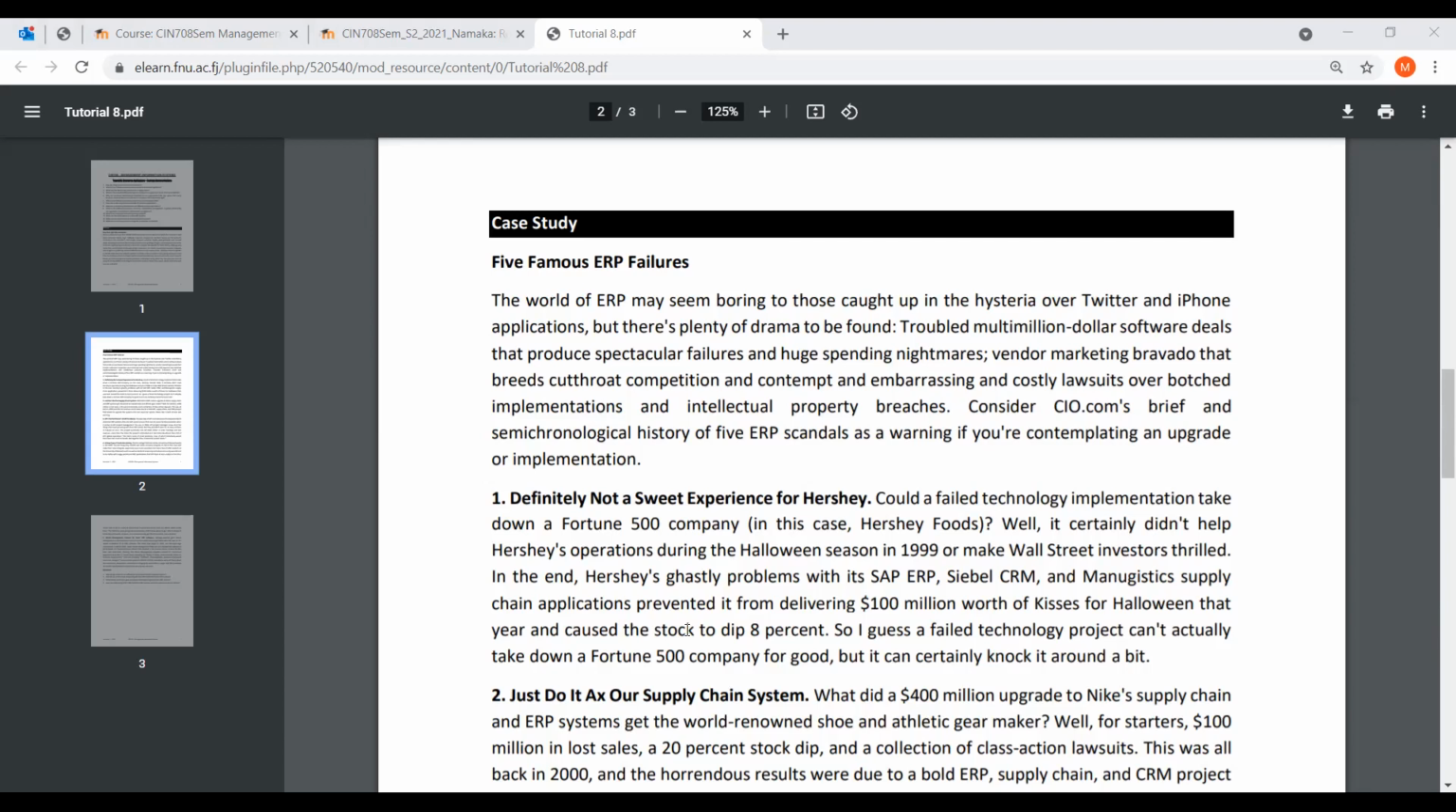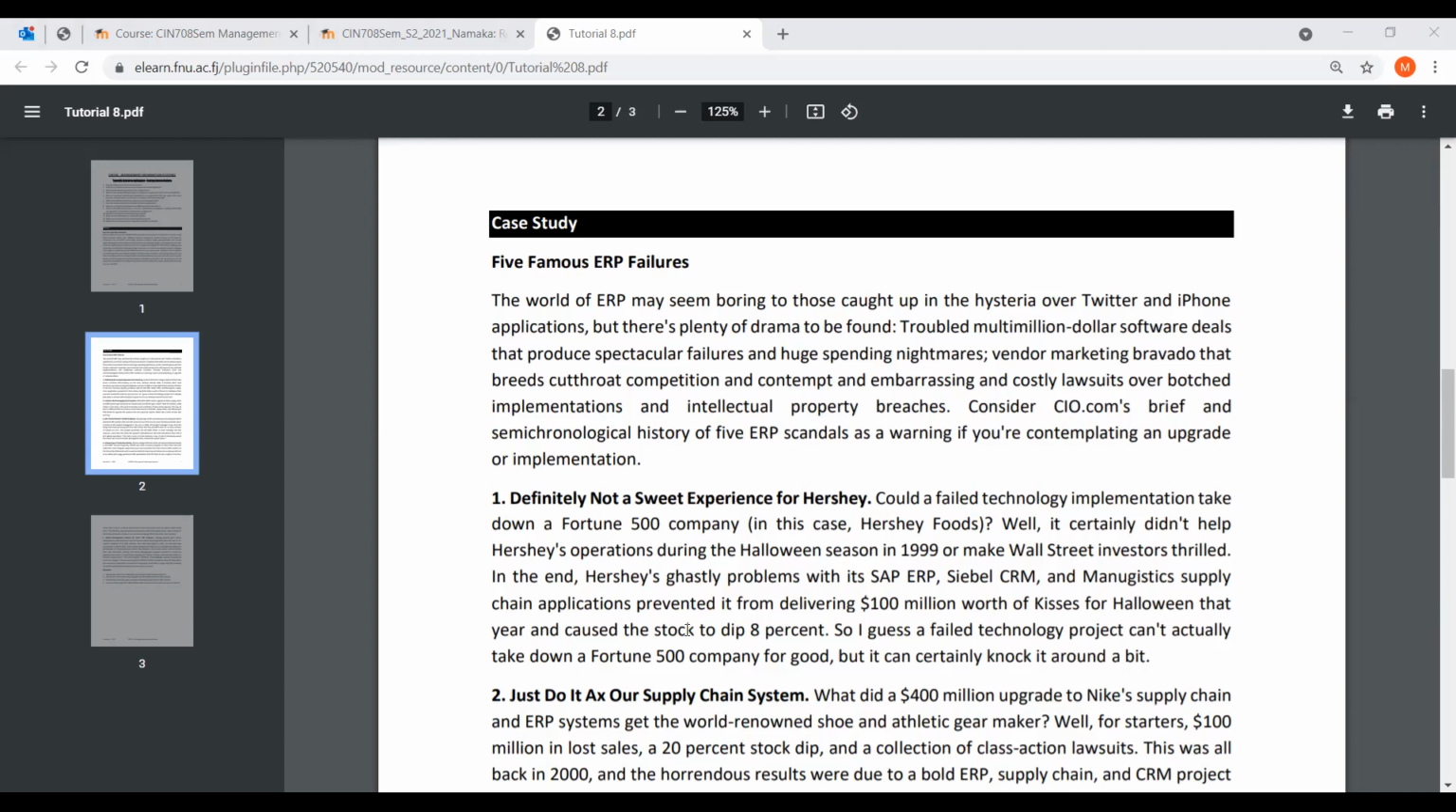Now, troubled multi-million-dollar software deals that produce spectacular failures and huge spending nightmares, vendor marketing bravado that breeds cutthroat competition and contempt, and embarrassing and costly lawsuits over botched implementations and intellectual property breaches. What it simply means is that these are some of the things that might most likely go on if your ERP is not successfully integrated and implemented within the organization.